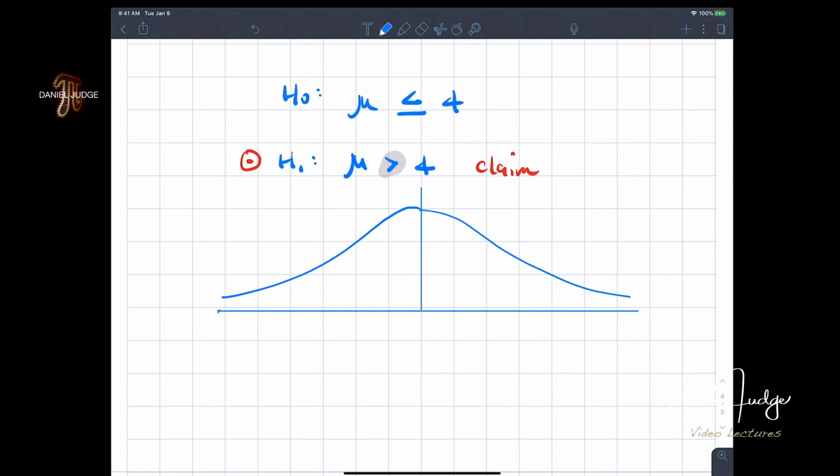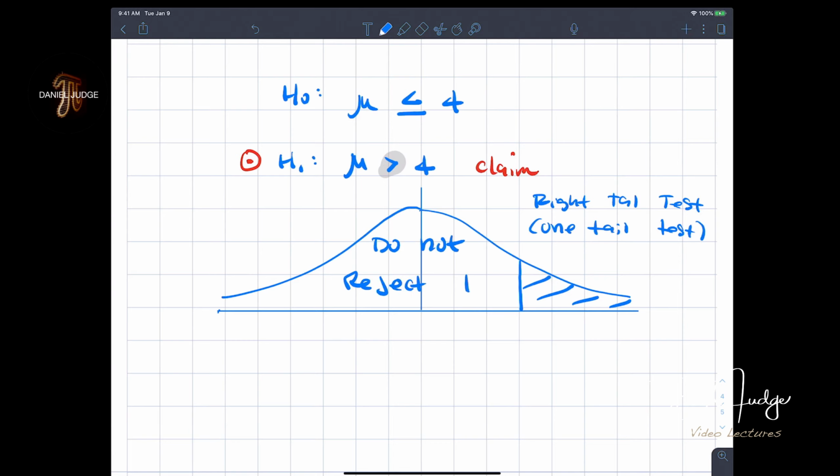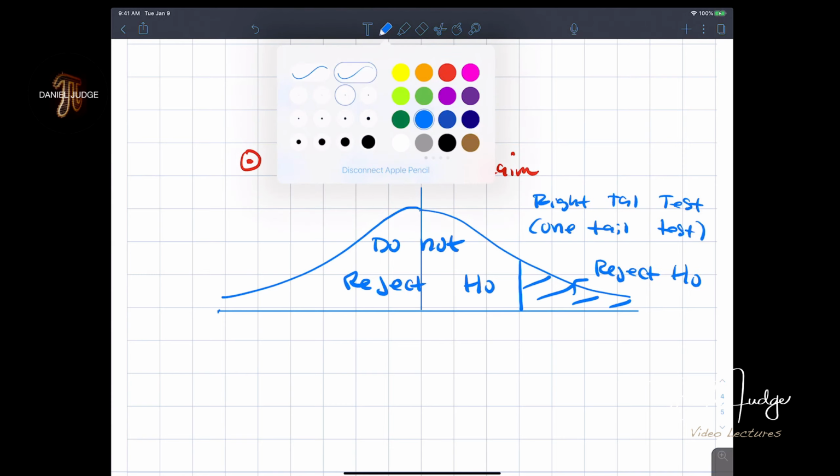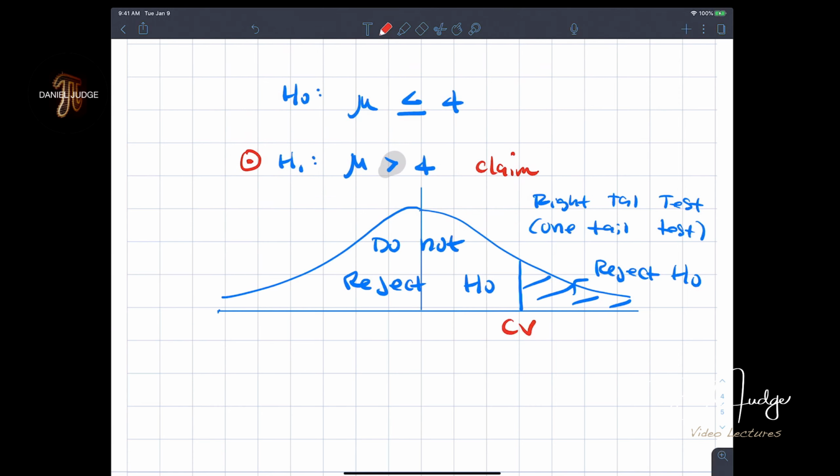So this is why, ladies and gentlemen, I wanted to change this on you, so I can give you an example of a right tail. So this is a right tail test, also known as a one tail test. In the middle, we have a do not reject the null. The shaded region is a reject the null region. You guys need a critical value here in our decision rule.